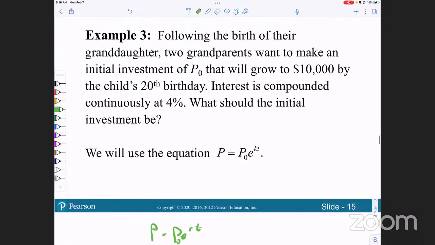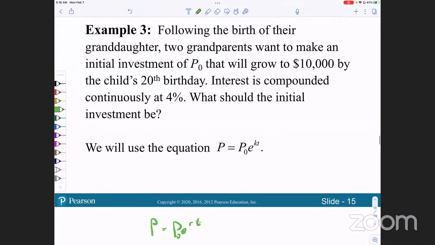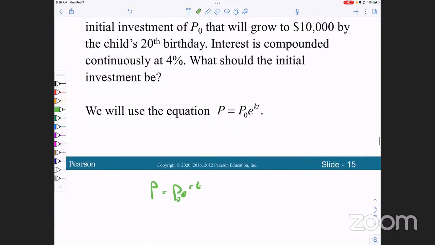Let me see. Following the birth of their granddaughter, they want to make an initial investment of P0, that's fine, that will grow to 10,000. So they want the future amount to be $10,000.